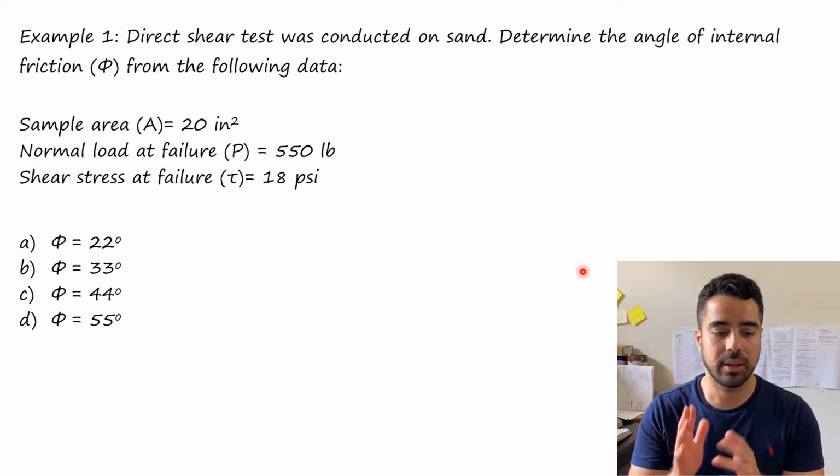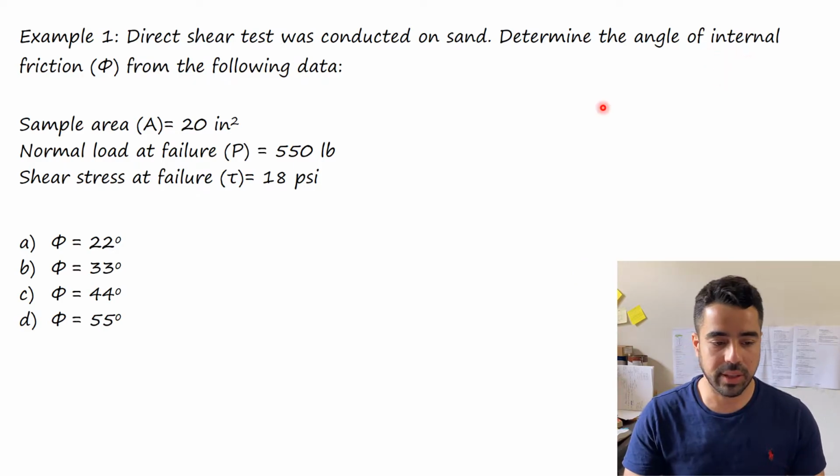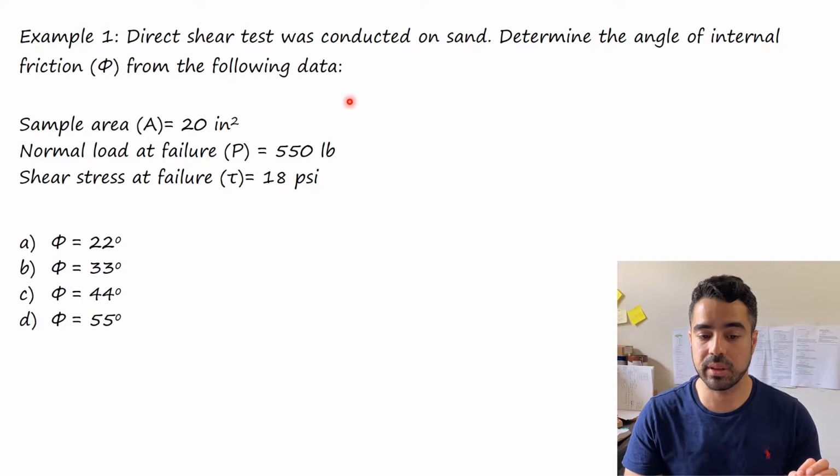It's part of soil mechanics and they are common in the FE and the PE exam. So let's get started. The first example we have, as you can see, direct shear test was conducted on sand. Please pay attention: sand soil. Determine the angle of internal friction phi from the following data.